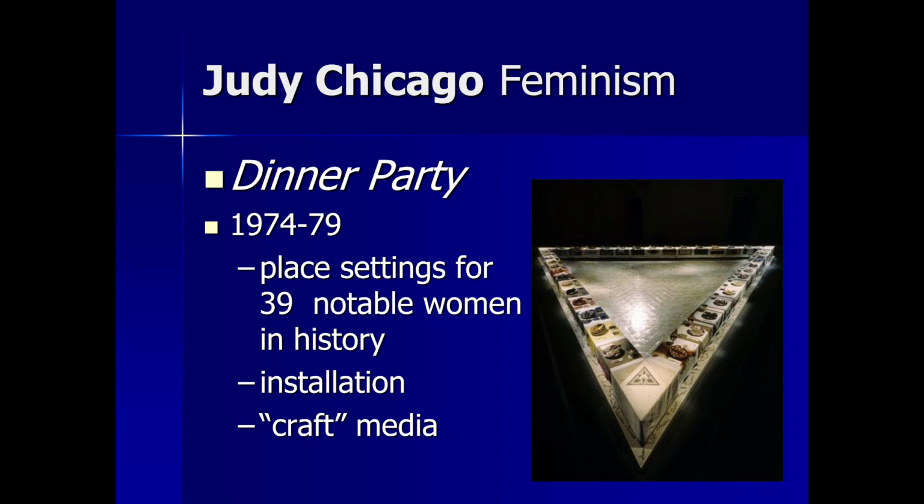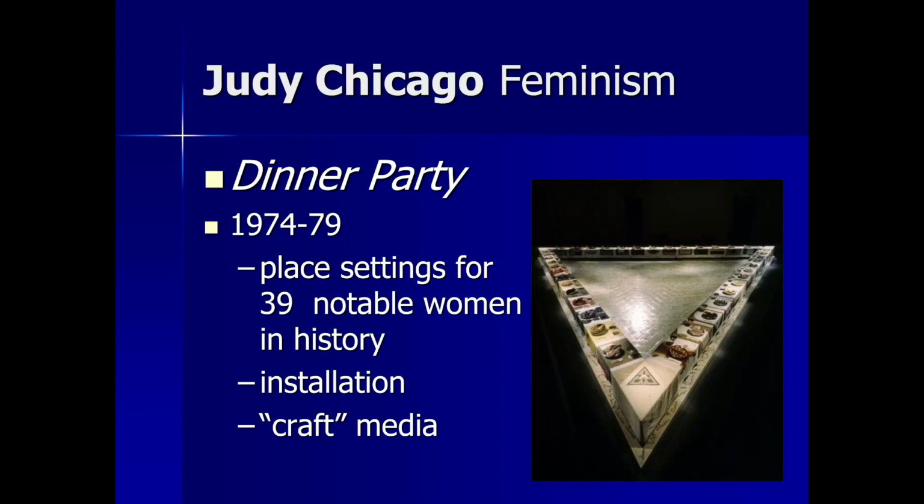Probably the most famous and certainly controversial work by Judy Chicago was The Dinner Party from the 1970s. This is a large installation that takes the form of a triangular table on a tile floor. And she creates symbolic place settings for 39 notable women in history. And then on the floor are written names of, I think it's 99 additional women.